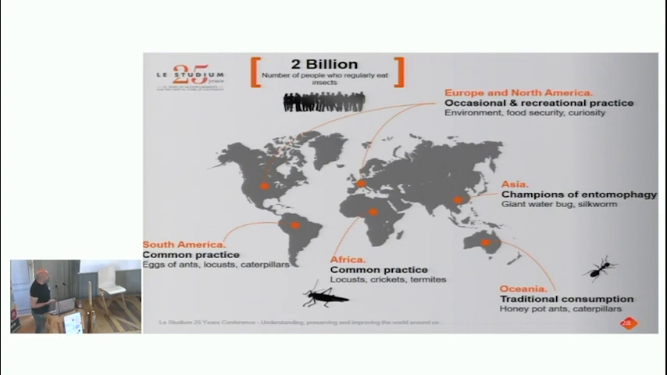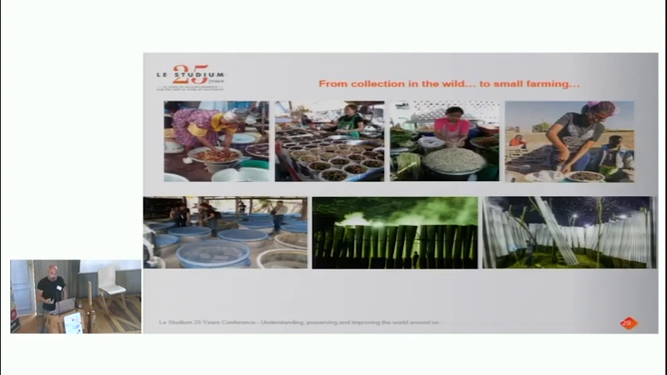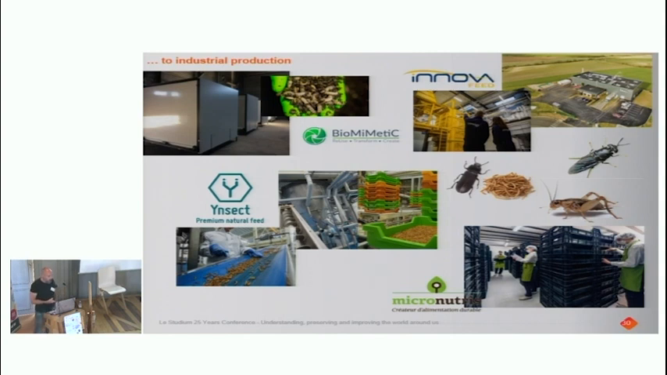Where do the insects come from? Most of the time they are just collected in the wild, which can be detrimental to the biodiversity in some areas. But you can also have some small farming that develops, for example, here in cricket farming in Thailand. But now we really have an industrial production, and actually France is the world leader in insect production, with many different systems from small production units to big industrial units.